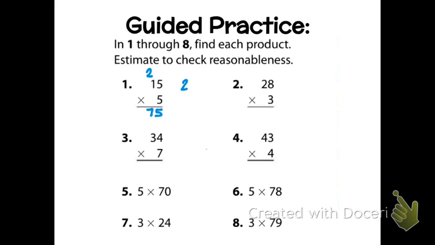Well, if I'm estimating to check for reasonableness, I would do 20 times 5, doing 5 times 2, which is 10, and bring my 0 back in on the end. And therefore I would say that that one's reasonable. In your notes, I would like for you to complete number 2 and number 3 and have them ready to share.